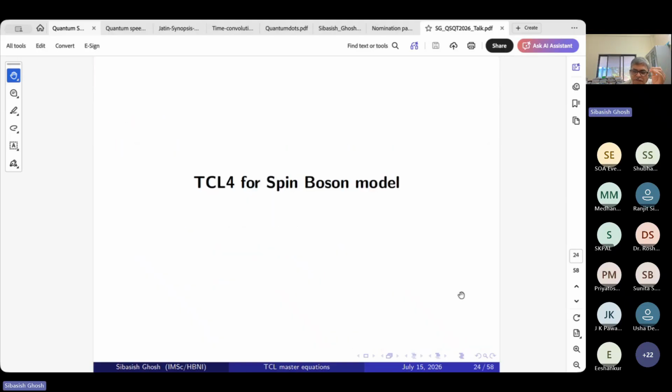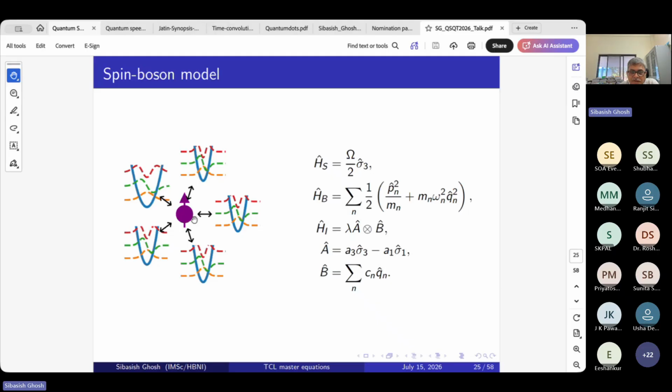Okay, so now let us talk about a specific model when we discuss this TCL2, TCL4, etc. And the model is the spin boson model. So you have this single spin which is interacting with harmonic oscillator baths, okay, at different frequencies. Right? So these are the harmonic oscillator baths. So this is your HS, the free Hamiltonian of the system, the spin half system, and HB is the free Hamiltonian of all the baths together. So baths are not interacting among themselves.